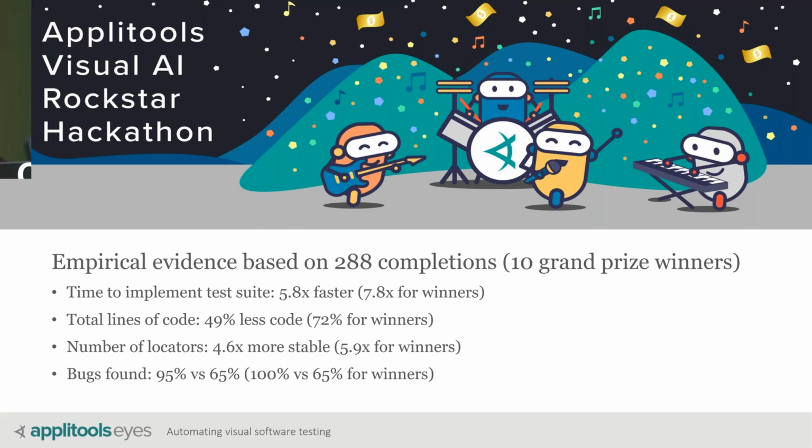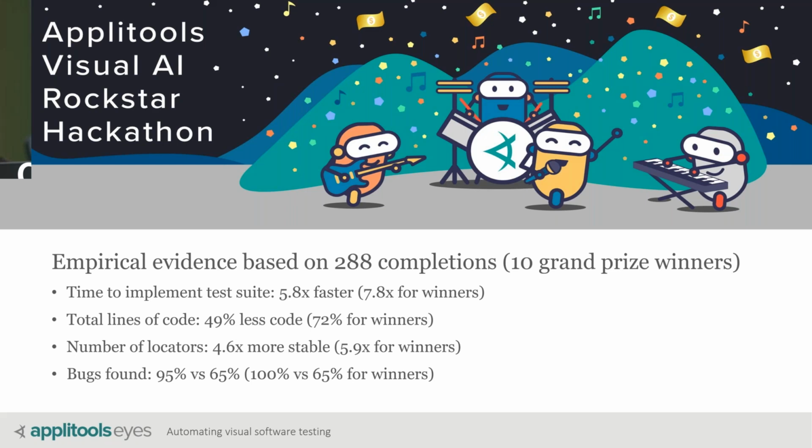And in terms of the eventual coverage and bugs found with the test suite that was written, using visual AI, 95% of the bugs were found versus 65% using the traditional approach.